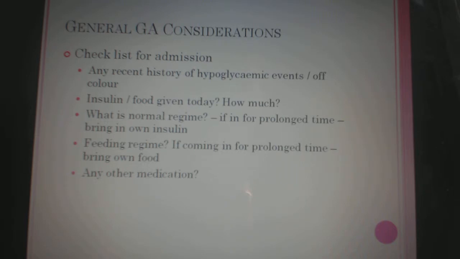Just checking that if we told them to give the food at, say, 7 a.m. with some insulin, that they did actually do it, that the message didn't get lost in translation. What is the normal regime? If they're anticipated of being in for a longer period of time, so say for example we're doing a quite painful surgery and we expect that they might need to be supported with analgesia for a 24-hour period or even longer, then make sure they bring in their own insulin and you know what type of food they give, how much, when, these type of things.